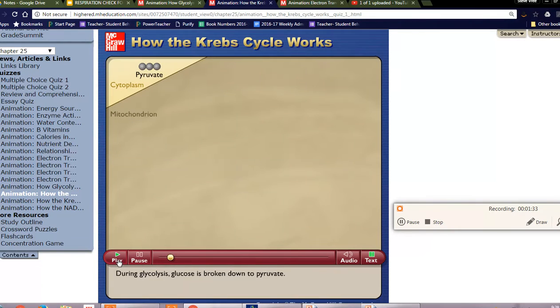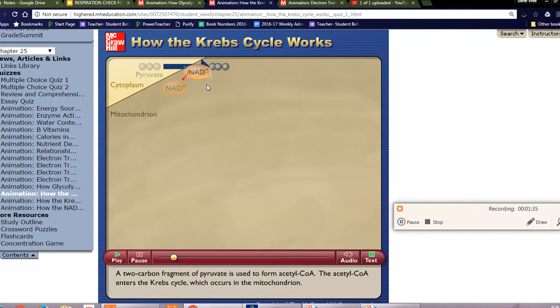So it's going to zoom in. Now we're going from pyruvate into the mitochondria. When we do that, we're going to make a NADH. How that happens is we turn our 3 carbon into a 2 carbon, and that extra carbon is going to become carbon dioxide.